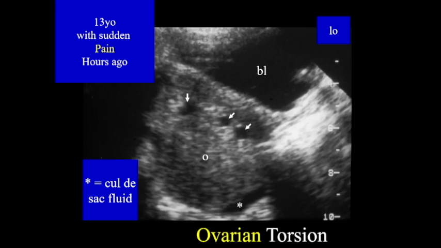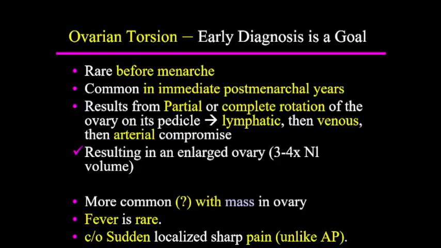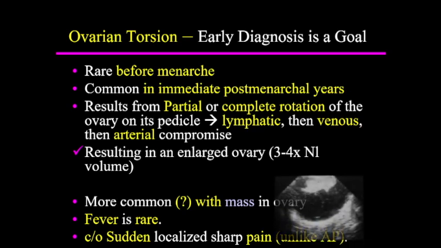But that's peripheral cysts, brought to you by the originators of the information in the pediatric/adolescent population, Graf and Itzhak. And it's rare before menarche, and it's common in the immediate post-menarchal years. And one can read what it says there. Complaints of sudden localized sharp pain, extremely important compared to the typical pain of AP, which is periumbilical.